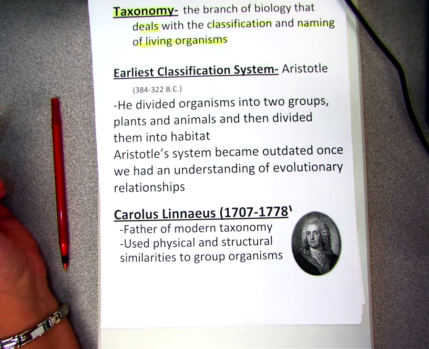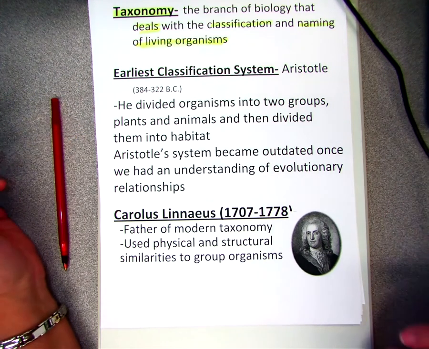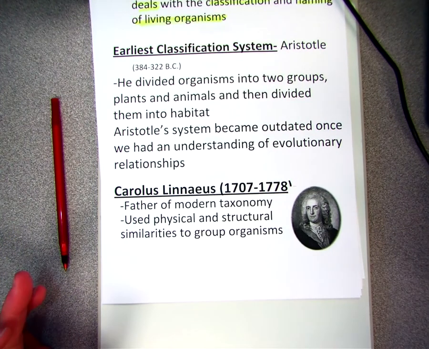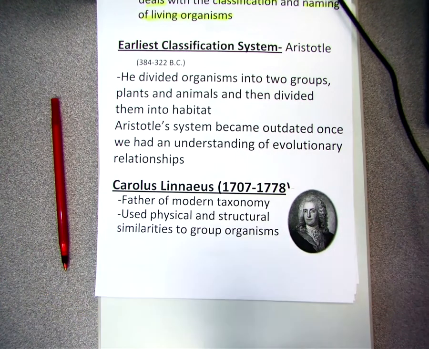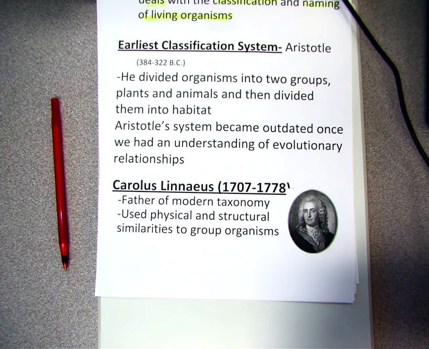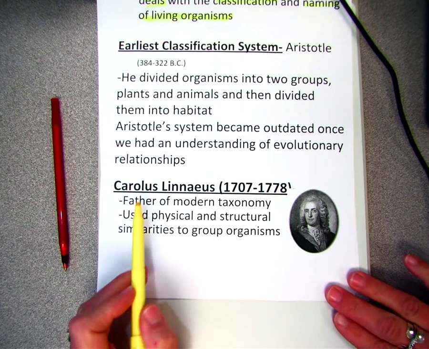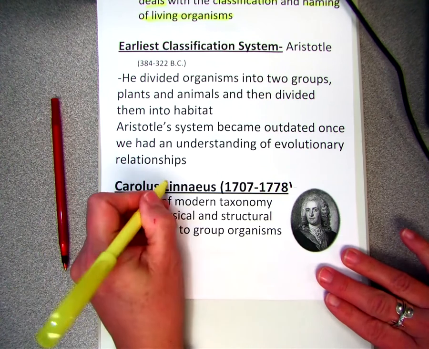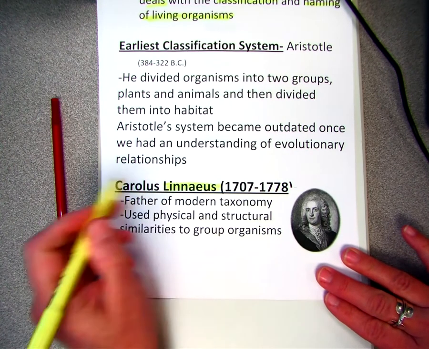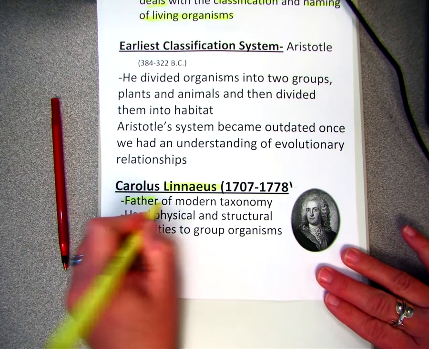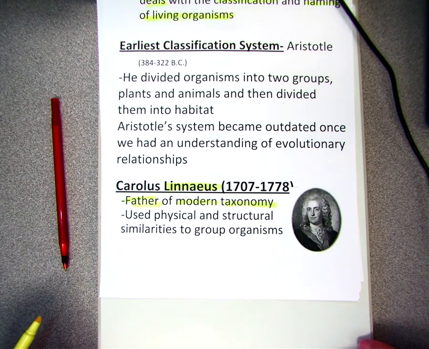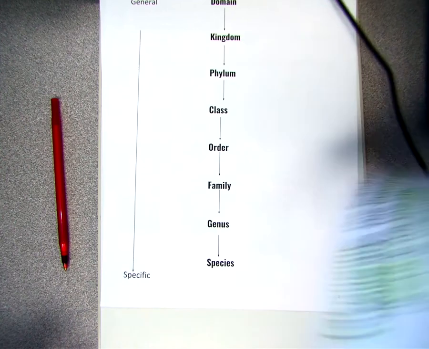Throughout time, though, we realized this was an outdated system. Once we had more of an understanding of evolutionary relationships, we started to place organisms that evolved similarly together. So we give Carolus Linnaeus the credit as the founding father of modern taxonomy. This was his lifespan, the 1700s. He looked at physical and structural similarities to group organisms.